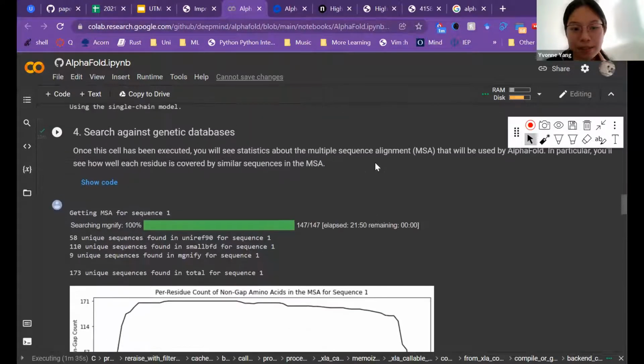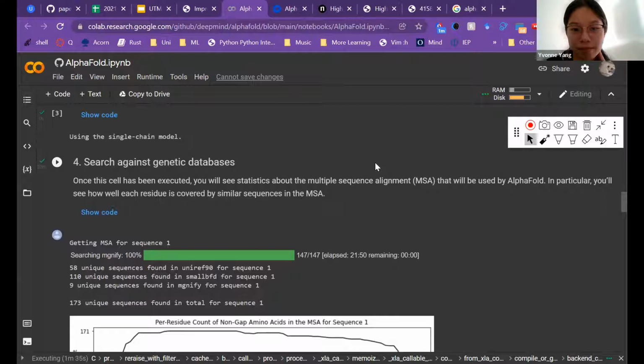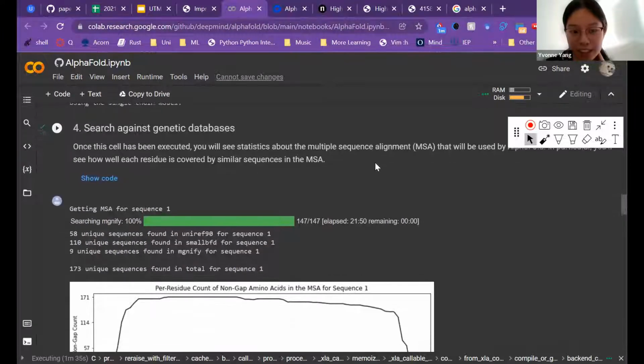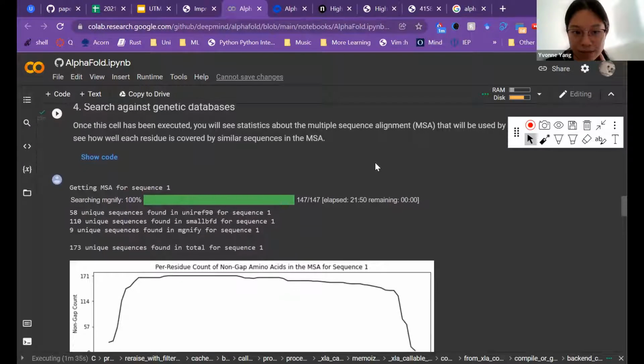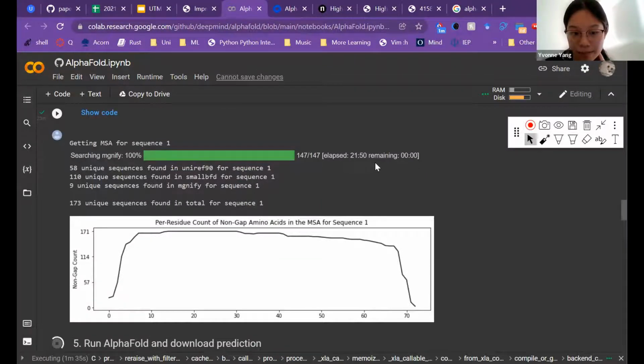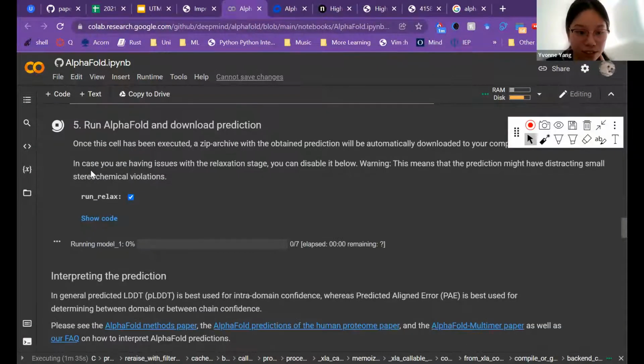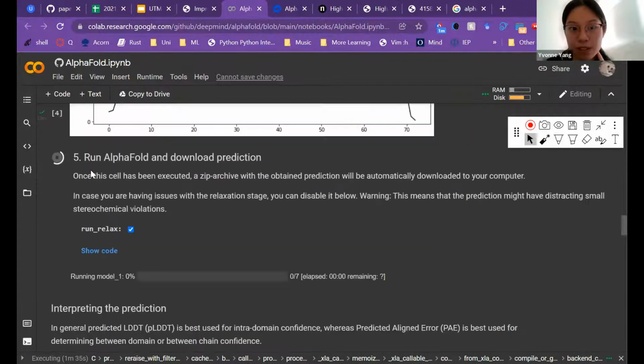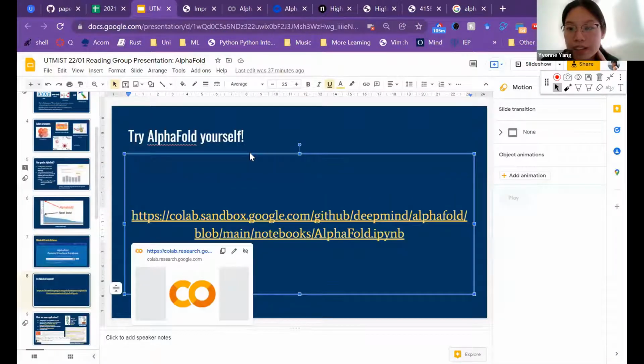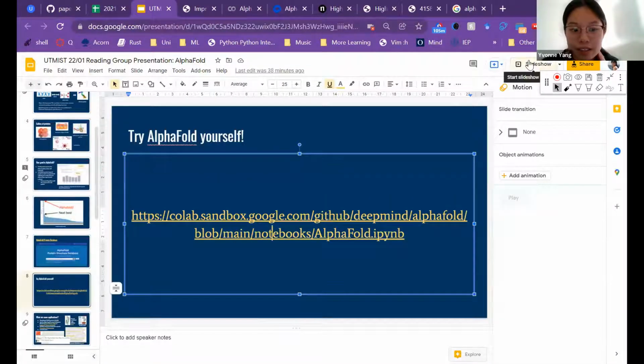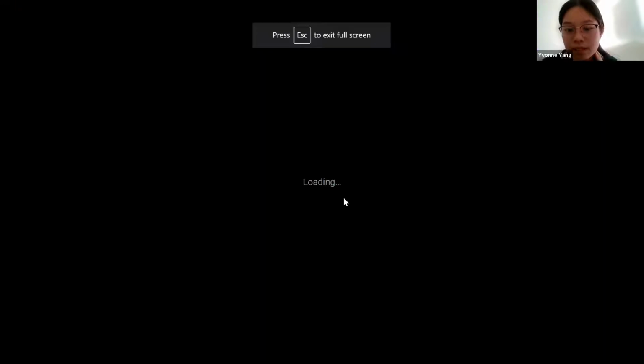So this is the preliminary step where they're searching actual genetic databases for it. And then I guess AlphaFold is just running now. We will come back to it.